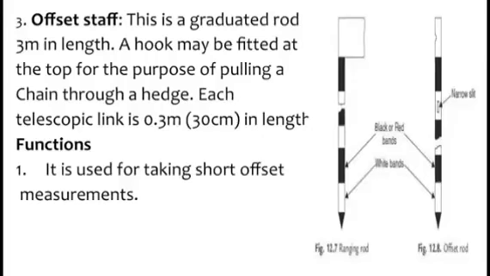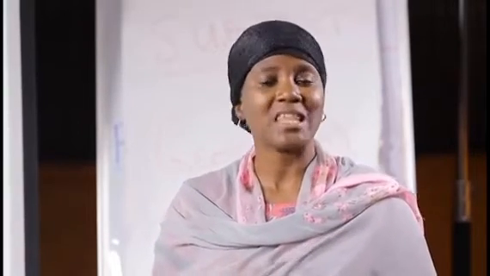What is the offset rod used for? It is used for taking short offset measurements. What do we mean by offset measurement? We said chain survey is for taking measurements, that is length and breadth. During the course of taking a measurement, there might be physical features that you want to measure their distance from the chain measurement. Now, that physical feature you're measuring is what we call the offset. That is why you need the offset staff.